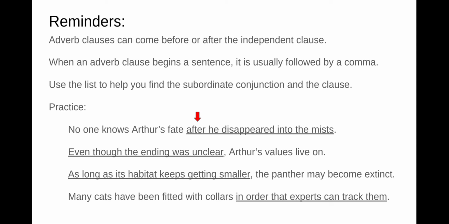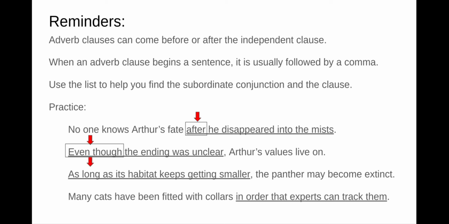The second sentence: even though the ending was unclear, Arthur's values live on. So my first clue is the word even. Even though is a subordinate conjunction. So that should be my first clue that I've got my clause here. But let's check the rest of the sentence. Arthur's values live on. Is that a complete sentence? Yes, it is. It can stand alone. But even though the ending was unclear, is that a complete sentence? No, it is not. It can't stand alone. So that has to be my adverb clause.